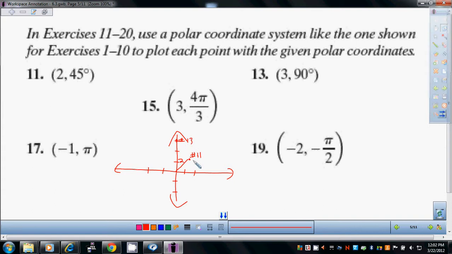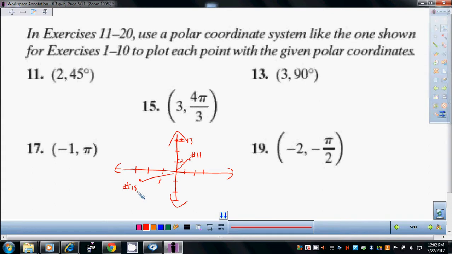Number 15. Madden 95. Go. That's a really good year, Madden, by the way. 15. It would. You come out 3 units. 4 pi thirds is in this quadrant, so it's going to be approximately here. Radius of 3. This is number 15.